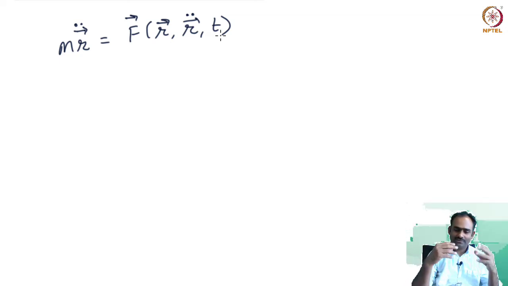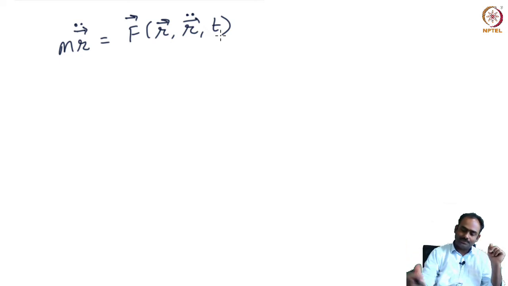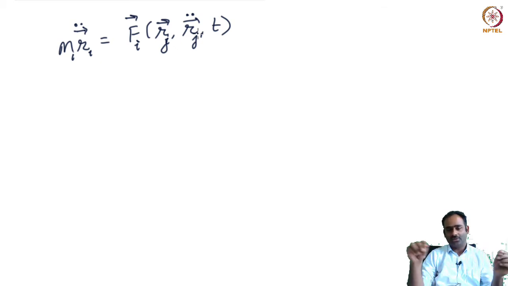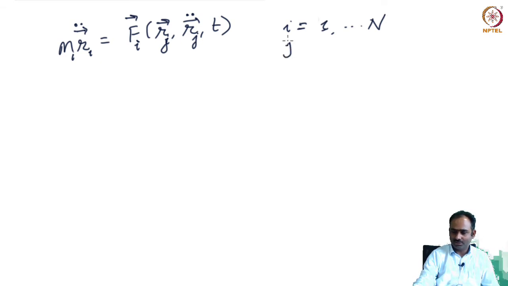Imagine you have n number of particles, lots of particles in your system, and each of them is, let me put an index i to emphasize particle number i, not necessarily i here, it could be, the force could depend on the coordinates of all the particles. So let's say i runs from 1 to n. You have n number of particles in your system, and j also runs from 1 to n.